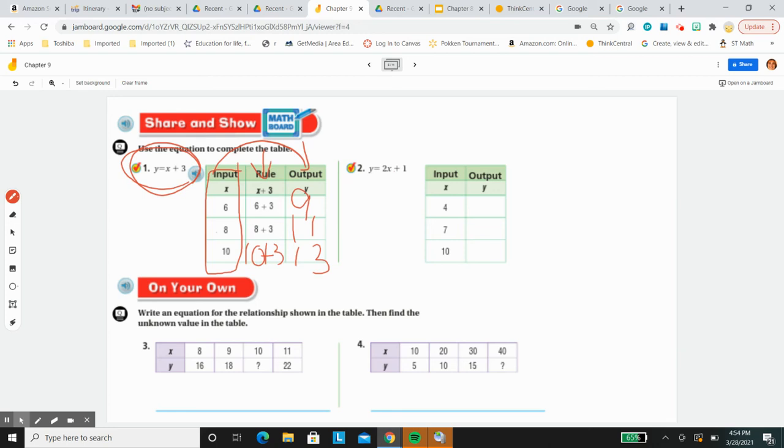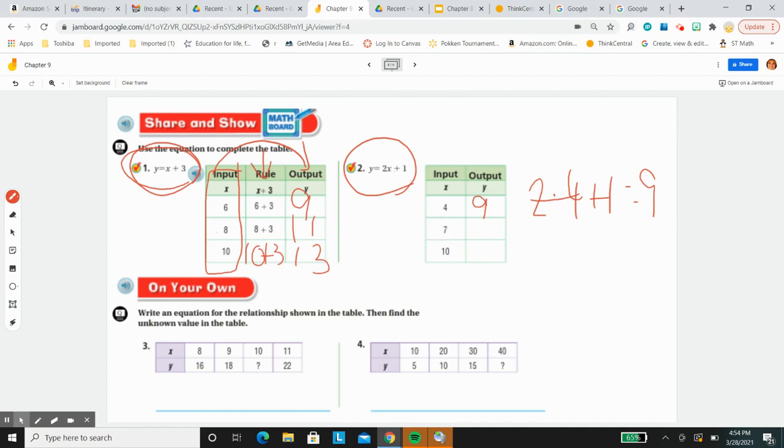This time I've got a formula or a rule or an equation, 2x plus 1. What if x is a 4? What if I input 4? So I'm going to say 2 times 4 plus 1. Let's do the times first. That's 8 plus 1 is 9. So my output would be 9.